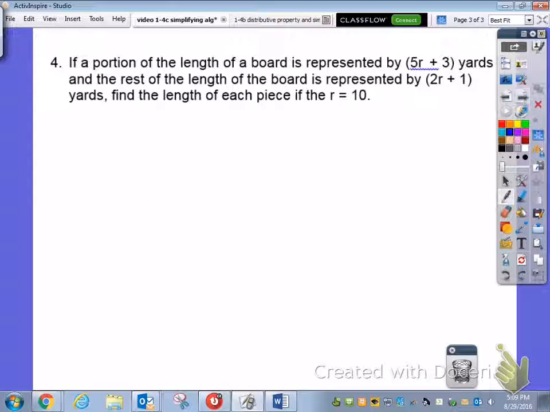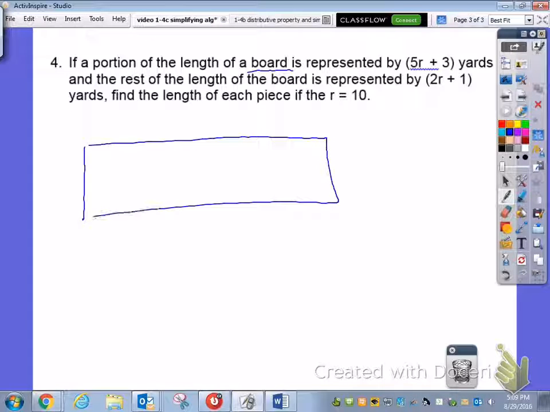On number 4, if the portion of the length of a board is represented by 5r plus 3 yards, and the rest of the length of the board is represented by 2r plus 1, find the length of each piece if the r is 10. We're just going to talk about the board now. I want you to see if you can finish it. The length of the board. So you have a board, okay? A portion. Now what portion means? Portion just means a part of the board. It does not mean the whole thing.